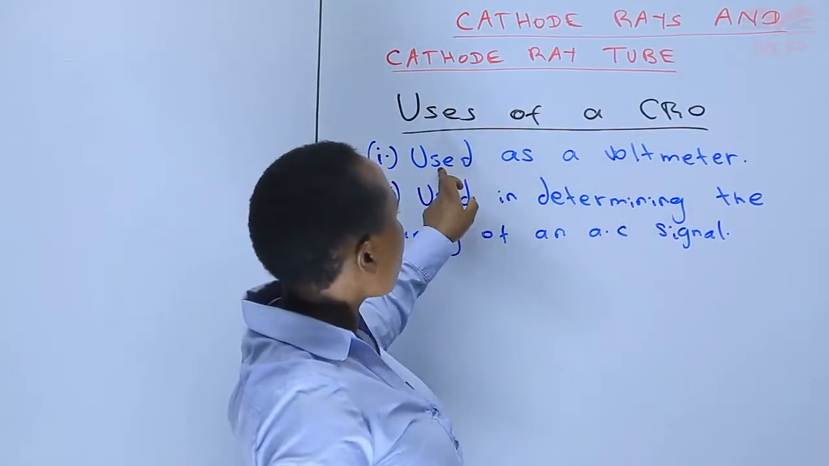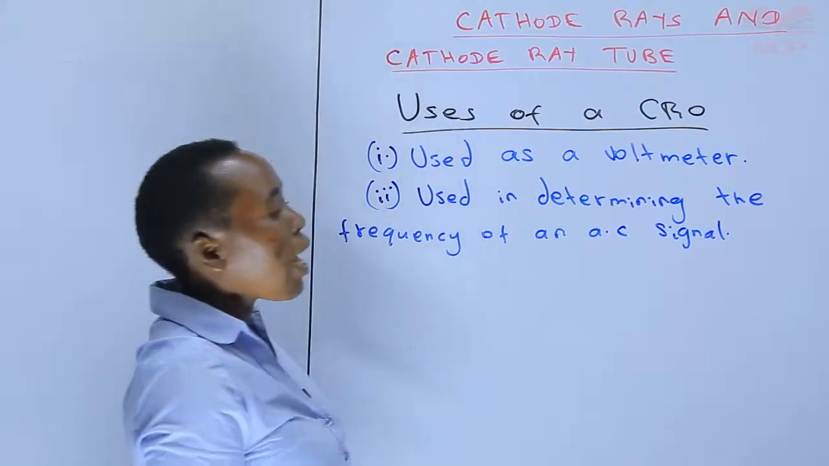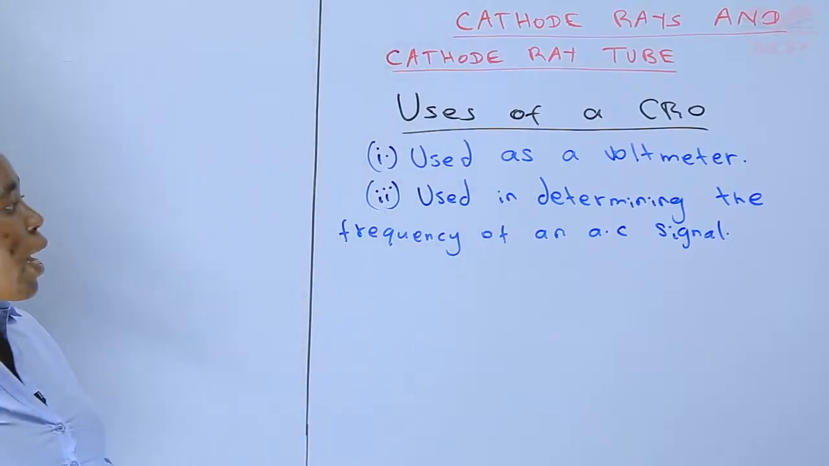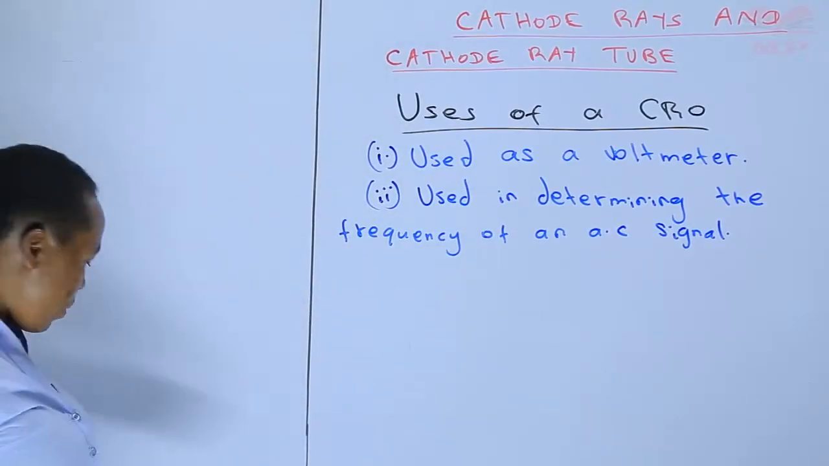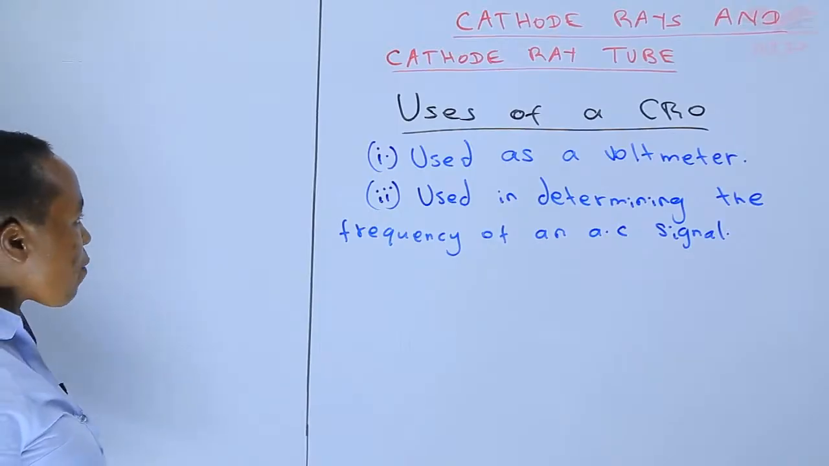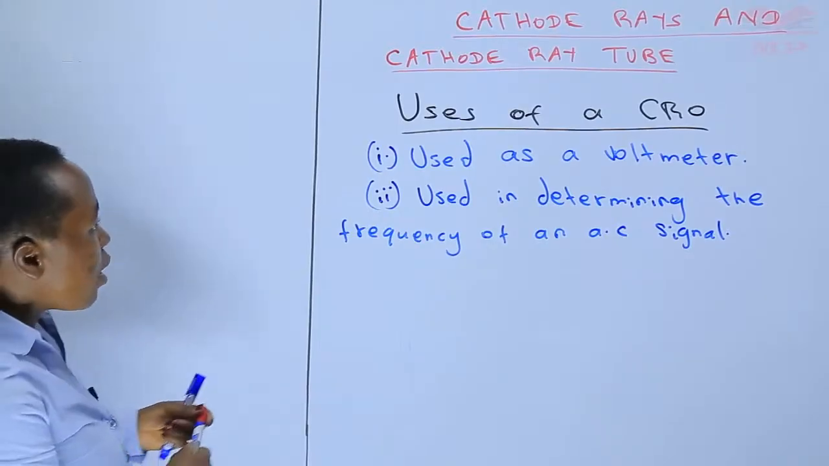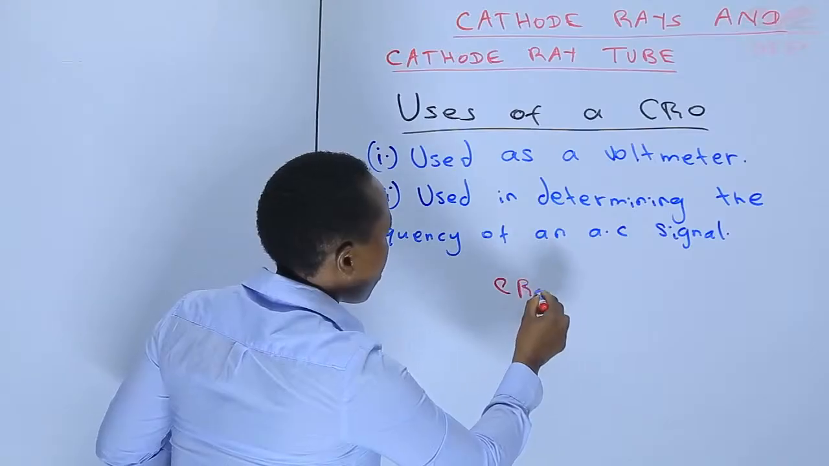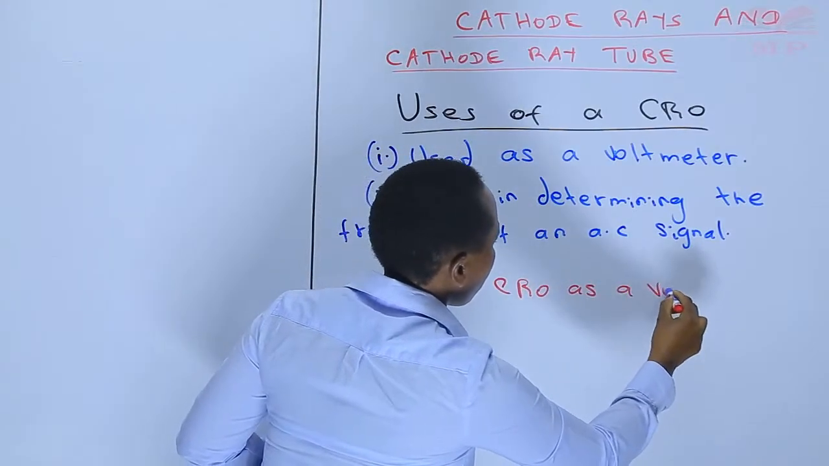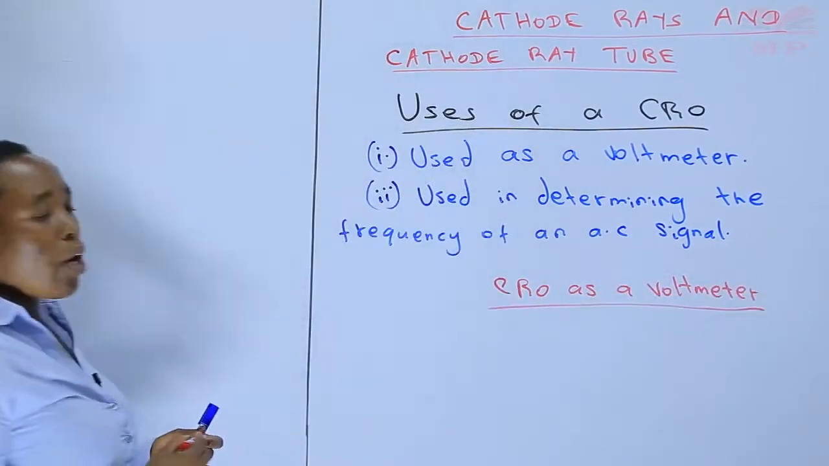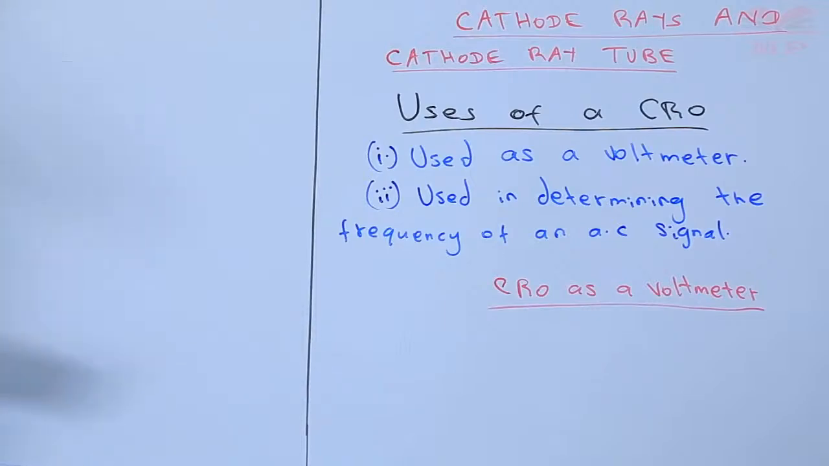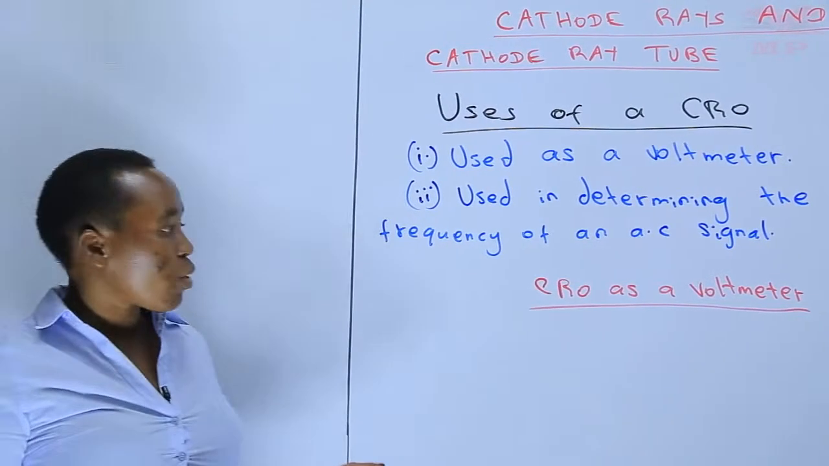So I want us to start with the first one. We have seen that a cathode ray oscilloscope can be used as a voltmeter. So, the CRO as a voltmeter. And we are going to see that the cathode ray oscilloscope has many advantages over the ordinary voltmeters that we use.